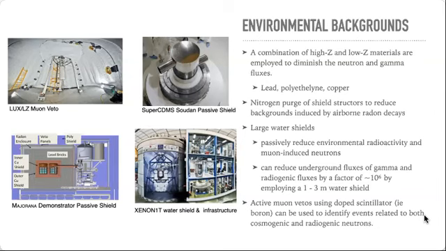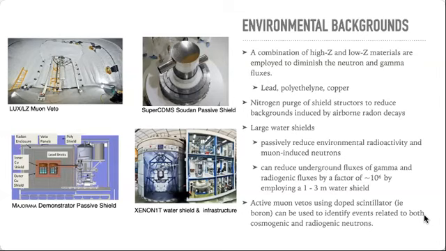Another thing that some experiments employ, XENON1T and LUX in particular, is these large water shields. This can also help to reduce environmental radioactivity and muon-induced neutrons. Typically, if you wanted a flux reduction of, say, a factor of 10 to the minus 6, you need something like 1 to 3 meters of water shielding.